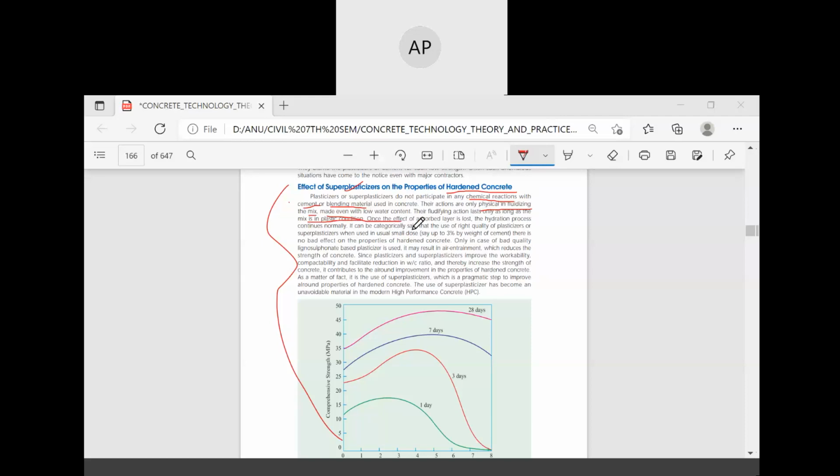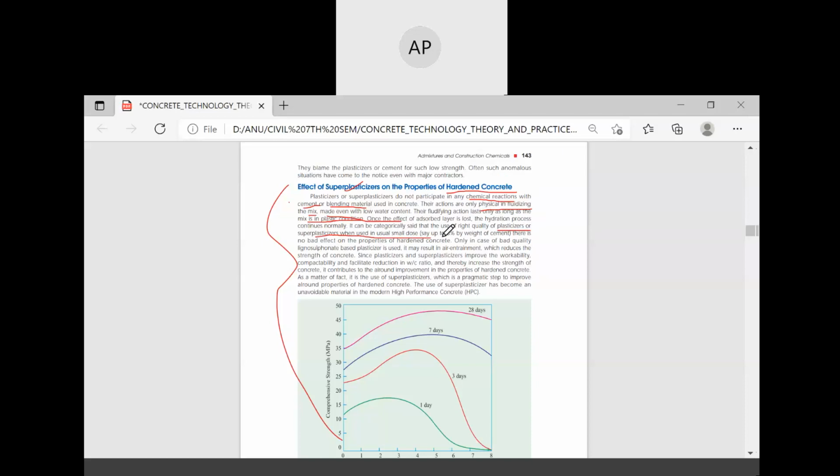Okay, it can be categorically said that a right quality of plasticizers or superplasticizers, when used in the usual small dose, has no bad effect on the properties of hardened concrete. Only in case of bad quality lignosulfonate based plasticizers, it may result in air entrainment. Air entrainment means creation of bubbles in the concrete structures. That is your air entrainment. That means air is entrapped in the concrete structure, which reduces the strength of concrete.